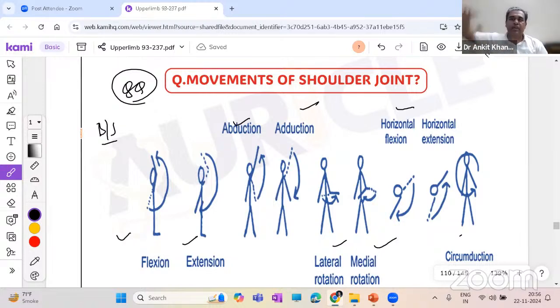Abduction. Muscles involved is a separate topic. First, understand what the movements are. Coming back, adduction. This is medial rotation. You can see my forearm going in medial rotation. This is lateral rotation. Medial rotation, lateral rotation. So flexion, extension, abduction, adduction, medial rotation, lateral rotation. And combining everything, circumduction. These are the basic movements that you should know.